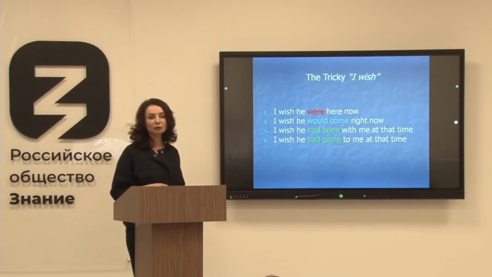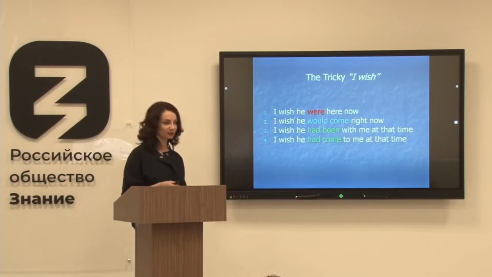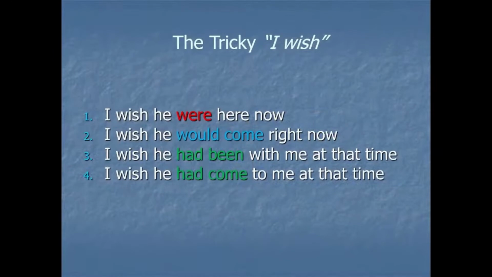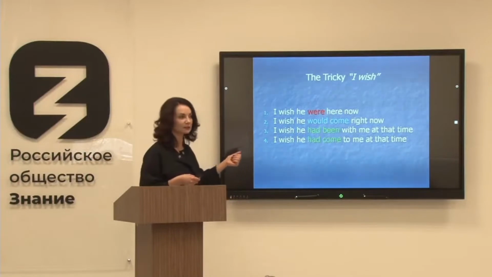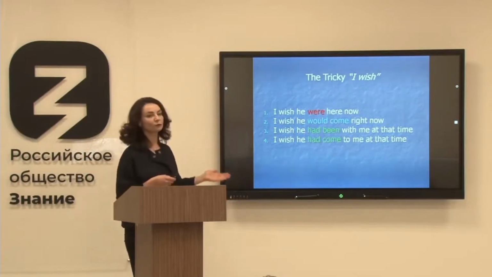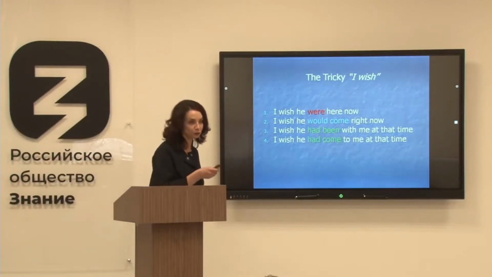Now we are turning to the tricky things about the oblique mood. First, we shall discuss the phrase I wish. I mentioned already that with the phrase I wish, we can use both subjunctive 2 and subjunctive 3. For instance, sentence number 1 introduces subjunctive 2 present. Sentence number 2 introduces subjunctive 3 present. And sentences number 3 and 4 introduce subjunctive 2 past.